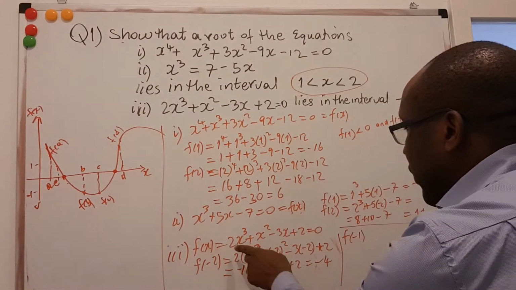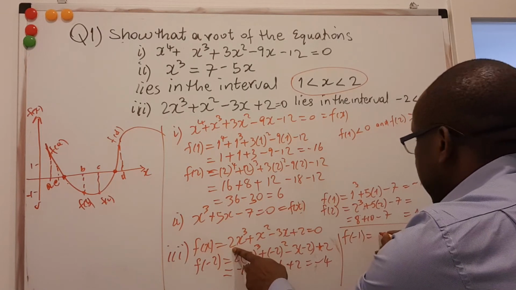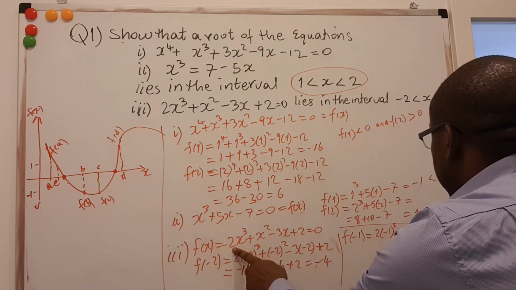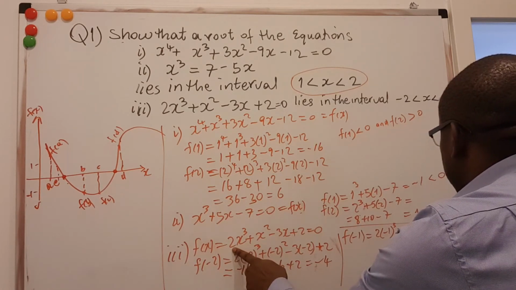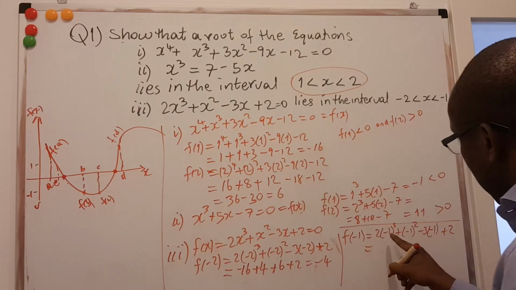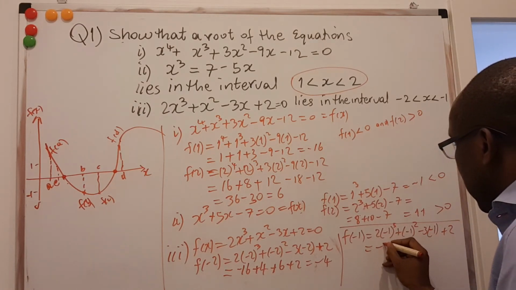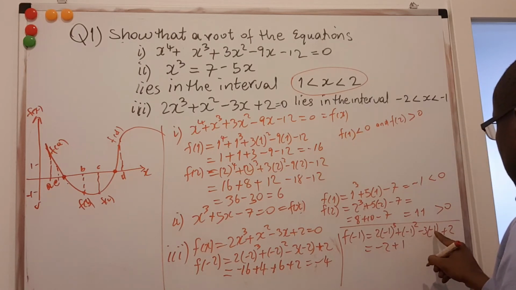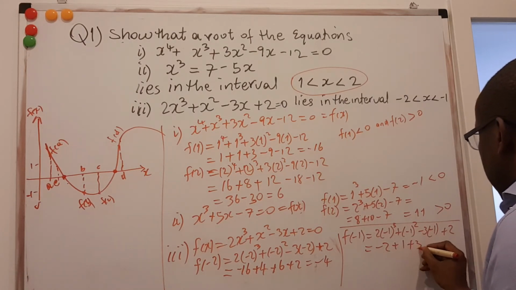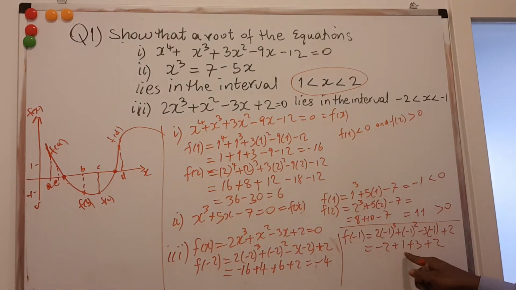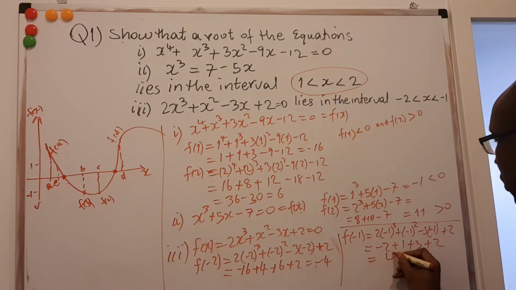So f of minus 1. So we take back our function there. This is 2 times minus 1 cubed plus minus 1 squared minus 3 times minus 1 plus 2. And this is equal to minus 1 cubed is minus 1. So this is minus 2. Minus 1 squared is plus 1. Minus 3 times minus 1 is plus 3, plus 2. So if you check here, you see this 2 and this minus 2 go off and I get 4. So this is equal to 4.